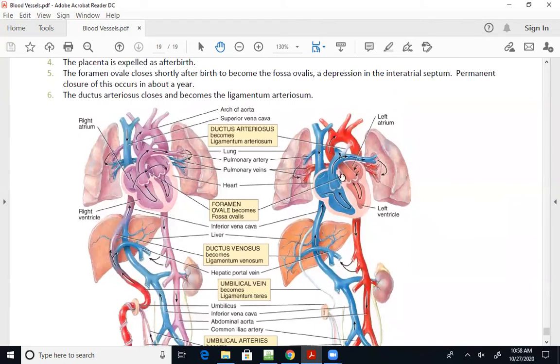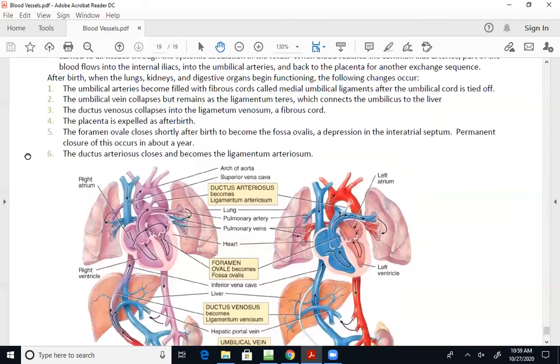The hole in the heart between the right and left atrium should close within a year or so. It becomes what's called the fossa ovalis. You can still see that when you look at the inner atrial septum from the right atrium. There's no more need to connect the pulmonary trunk and the aorta. That becomes what we call the ligamentum arteriosum.